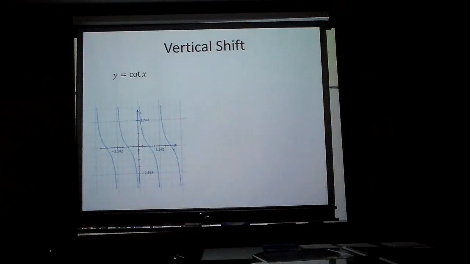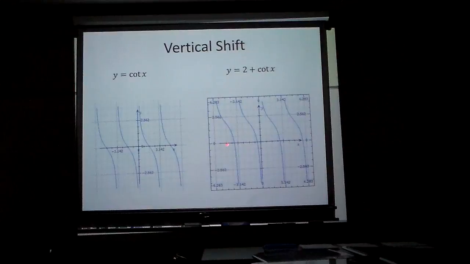Well, what would the cotangent look like? Notice here's a regular cotangent. Look where your zeros are. So what do you think is going to happen to that? If I added plus 2, it's just going to move it up 2. Up 2, up 2, up 2 is all it did.